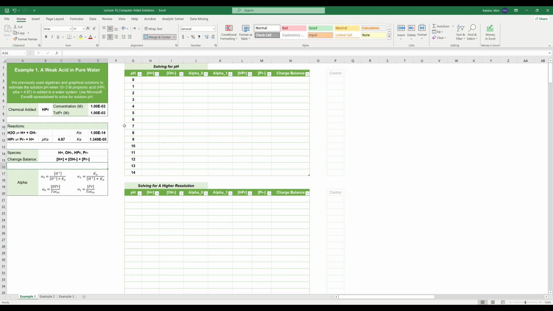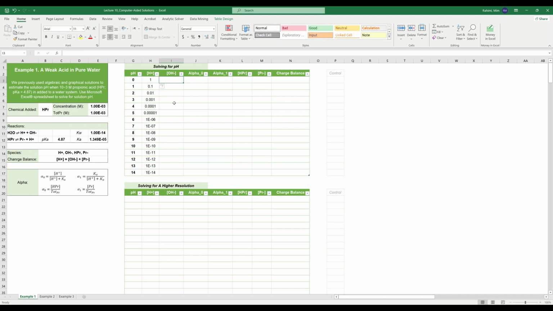So the core logic behind this Excel spreadsheet is basically guessing the pH, and based on that doing the calculation, and then checking whether charge balance is satisfied or not. So in this case, let's assume our guess is 0. So the concentration of proton would be 10 to the minus the pH.